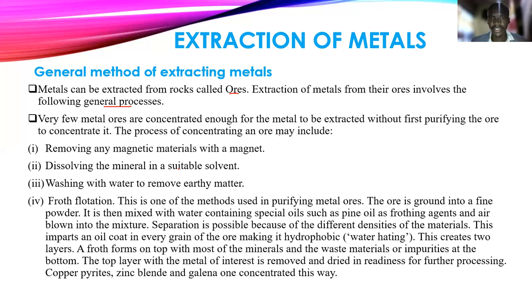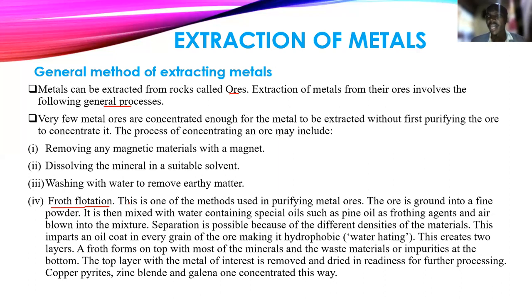remove the impurities through flotation. Then we wash with water to remove earthy matters. From there, we now do what is called the froth flotation. Very important. How is this process of froth flotation? This is one of the methods used in purifying metals. We are now purifying the metals.